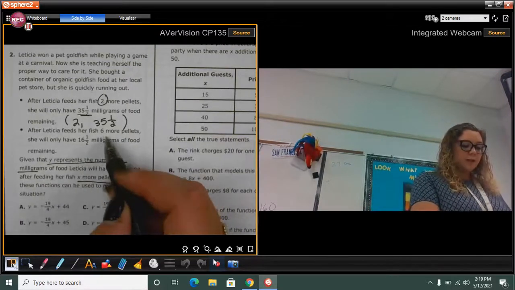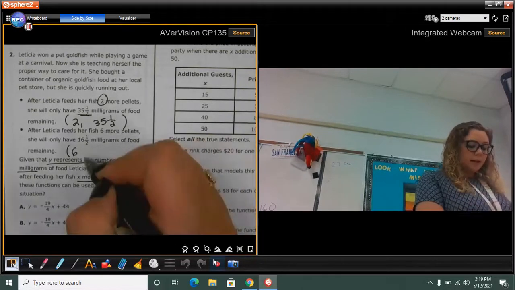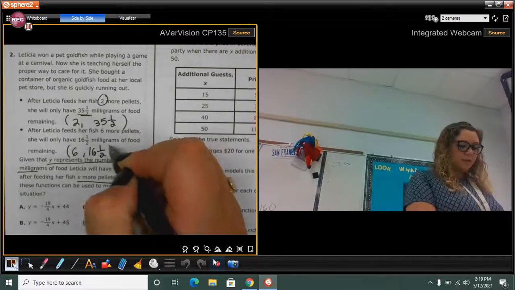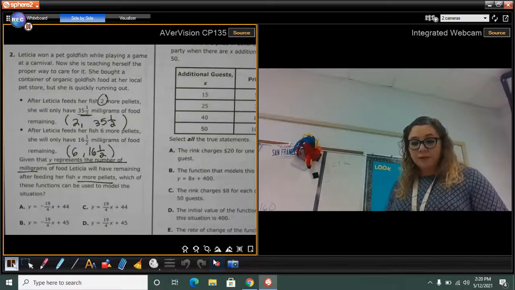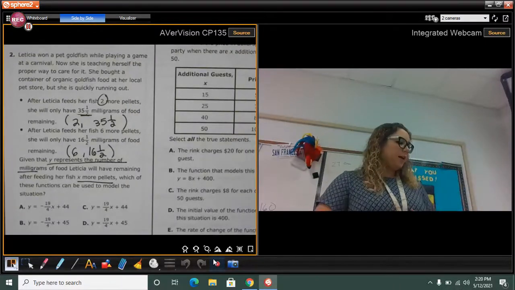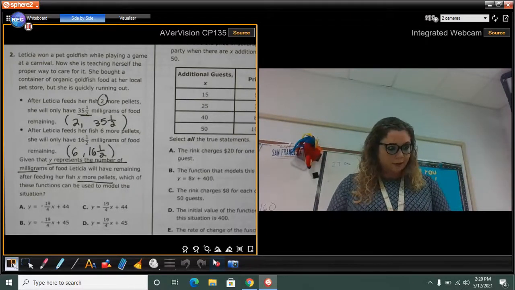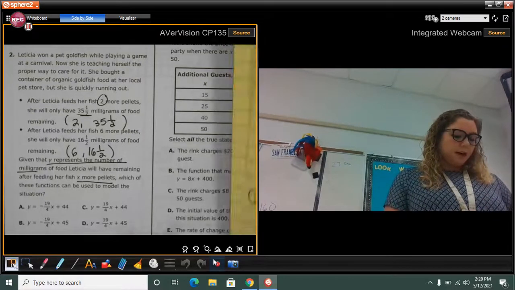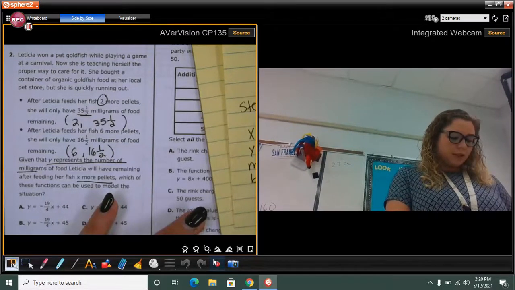Letitia feeds her fish 6 more pellets. We know 6 is x because x represents pellets, and then 16.5 milligrams. And they want us to know which function models that where we have 2 points. Can we create an equation given 2 points? You can. If you don't believe me, then you probably didn't look at my lesson yesterday, and you probably need to go back and look at it. So we have 2 and 35.5, and then we have 6 and 16.5.